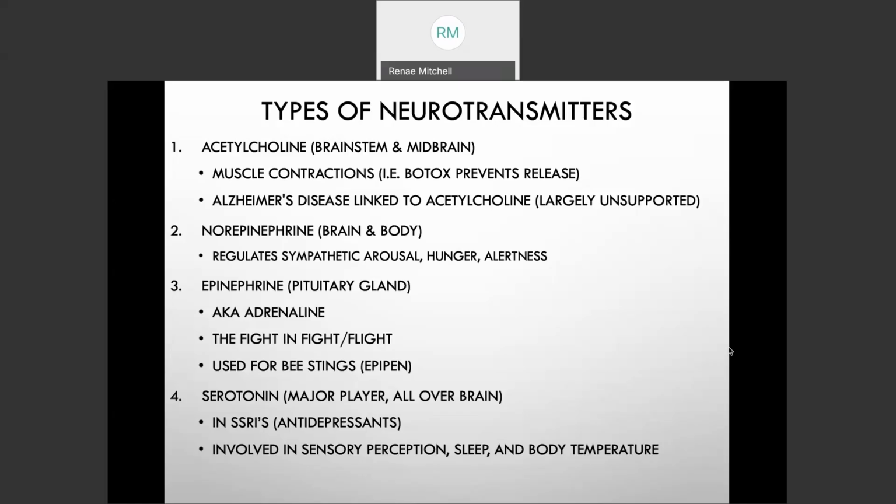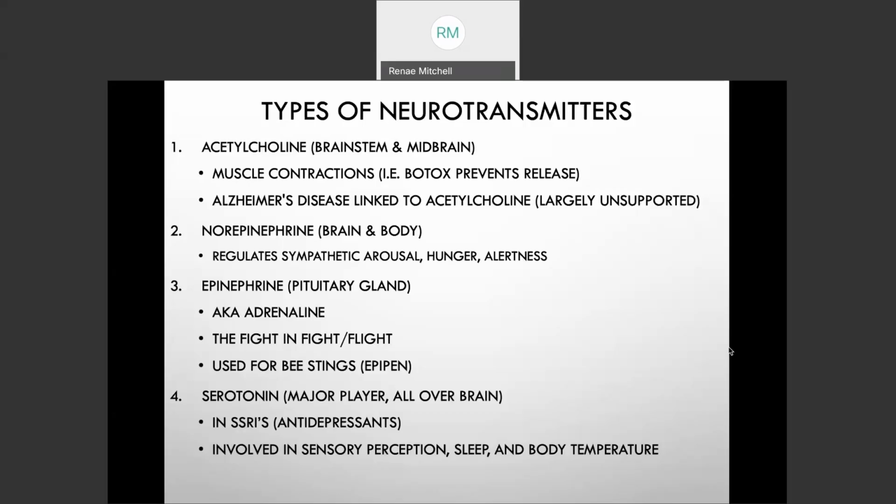Epinephrine is a transmitter that is pretty closely related to norepinephrine. It's also called adrenaline. It's located and produced in the pituitary gland, which is in our brain. And this is responsible for the fight part of fight or flight. And it can also be used to help manage allergic reactions. So, for example, in an EpiPen, it's epinephrine that is being injected, or adrenaline, which helps engage the sympathetic nervous system in a way so that it shuts down the allergic reaction that an individual is having.